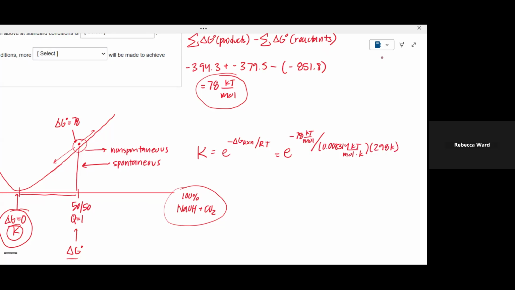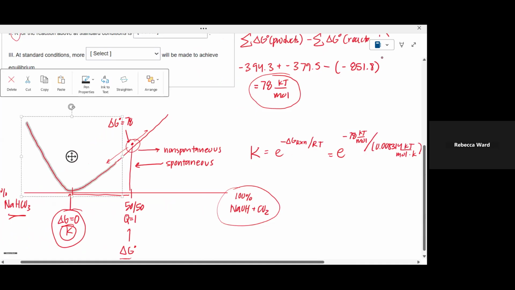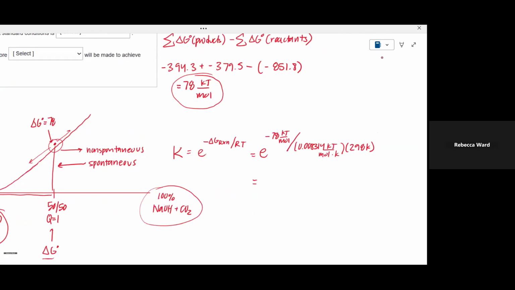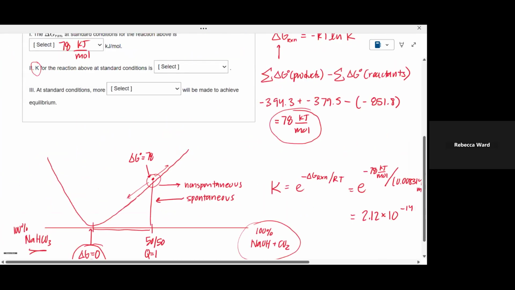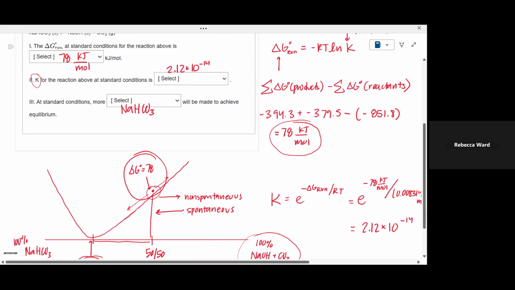So punch that in, and I already know I should have a small number for K because it's definitely less than 1, and we find that K equals 2.12 times 10 to the negative 14th. A really small number. So at standard conditions, which is this starting point here, more sodium bicarb will be made. That's what needs to happen.